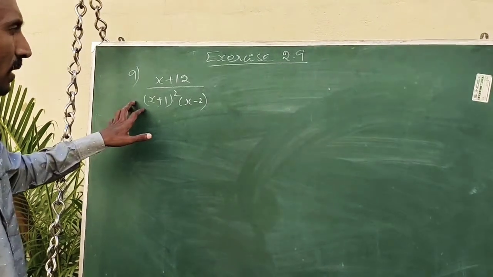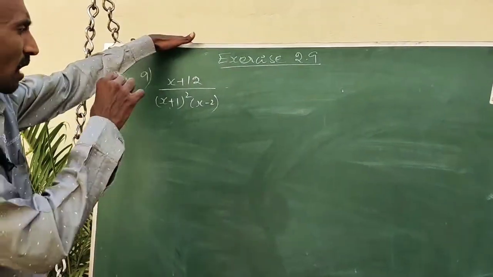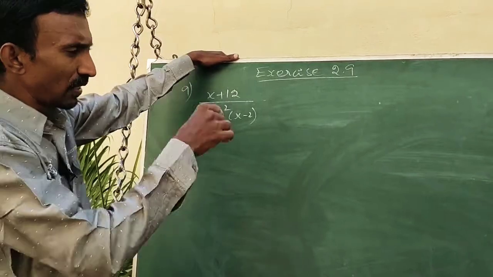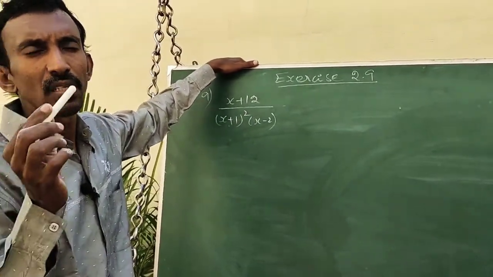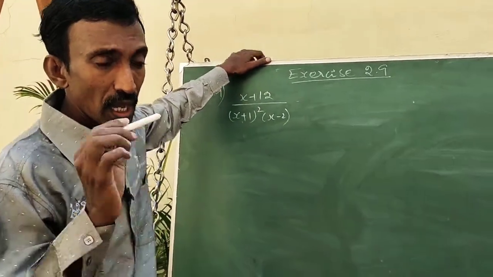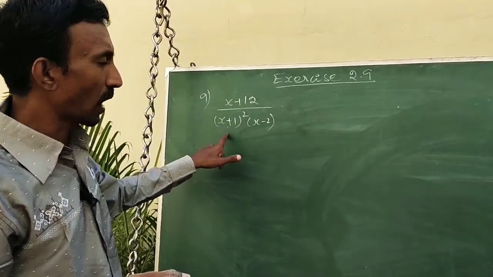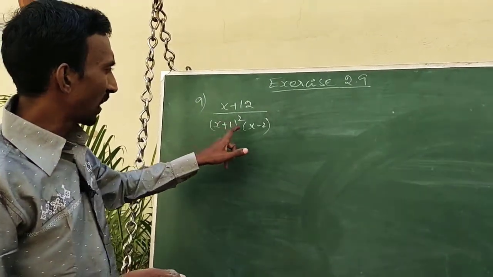So question number 9 in the exercise 2.9. I am not solving as per your book order. I am solving as per the methods. First I solved linear factors not repeated, then linear factors repeated. Now the combination of the two. Here you can take any order.